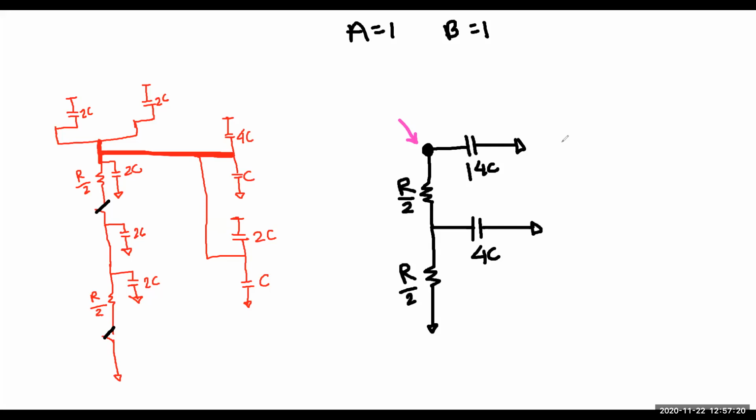Now, what will be the combination of this circuit? Can you make them parallel, 14C and 4C? Can you add them? No, you cannot make them parallel because there is a resistor in between. So they are not parallel. Can you make the resistors series? No, they are not series either because there is a capacitor in the middle. Capacitors are not parallel because there is a resistor in the middle. Resistors are not series because there is a capacitor in the middle. So this is a problem.